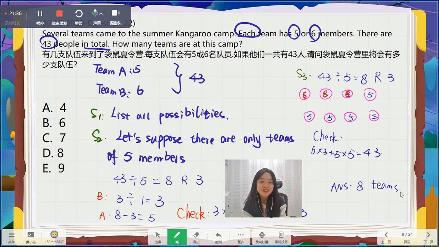So the second method, in fact, is the assumption method. You can use the first one, list all possibilities in a table, and also you can use the assumption method to solve such a question. And if you enter higher grades, you will find it's quite similar to the chicken and rabbit problem, and we will learn that in the future.